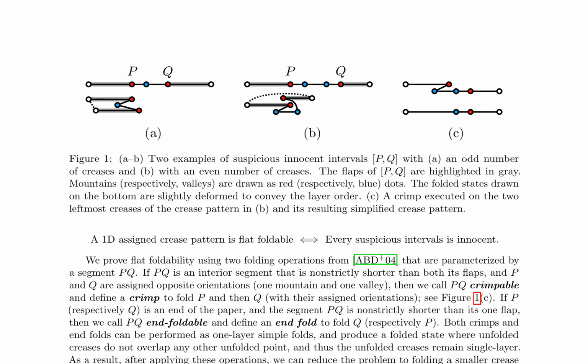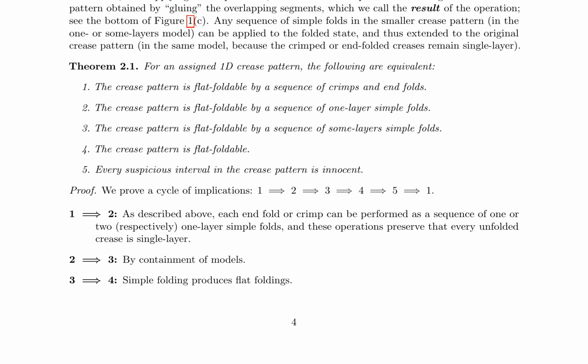The proof for this equivalence involves a cycle of implications, starting from the ability to be folded by crimps and end folds. This cycle demonstrates that each condition implies the next, ultimately concluding with the innocence of all suspicious intervals. This means that if a crease pattern can be folded using crimps and end folds, it also meets the other conditions necessary for flat foldability.